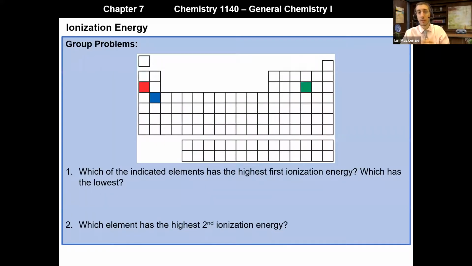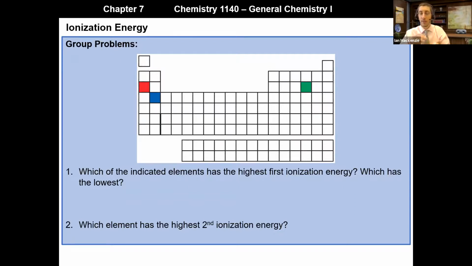So if we return to this problem here, which of these will have the highest first ionization energy? Well, I know that the ionization energy increases as I go left to right across the periodic table. So in the same row, green will have a higher ionization energy than red. Now I know that ionization energy decreases as I go down the table, so then the question might be between blue and red, which of those has a greater or lesser ionization energy?